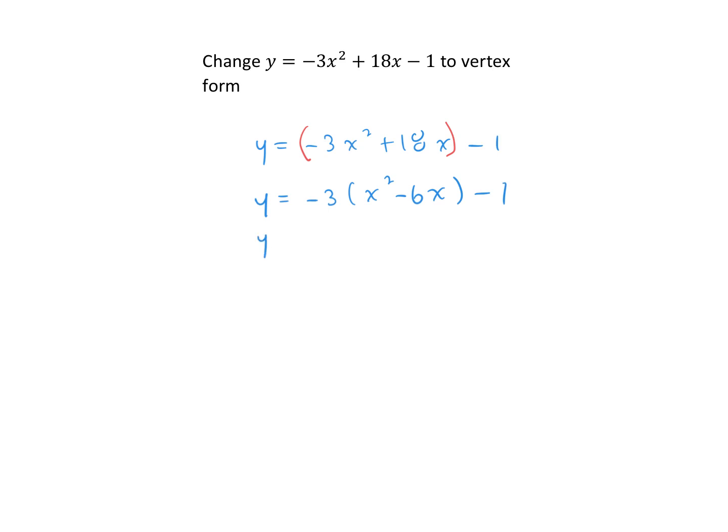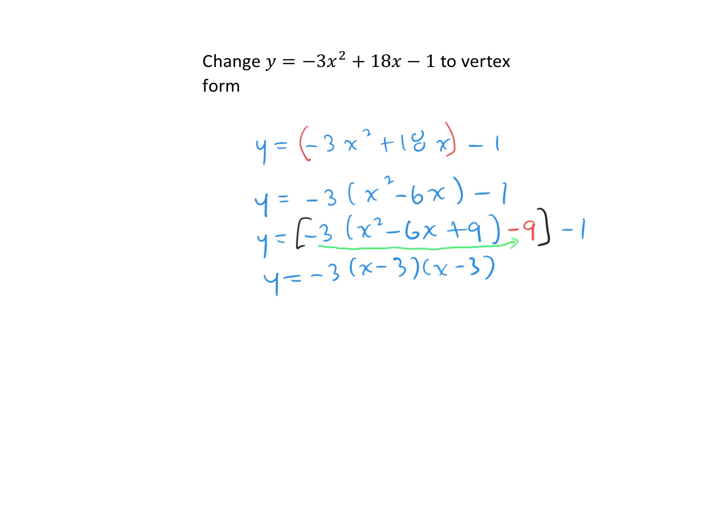Then I'm going to complete the square. Since it is 6, it would have to be 3 and 3. Negative 3 times negative 3 is positive 9. That completes the square. Minus 9, so we don't change the equation. And then we have a minus 1. So we have to remember that this negative 3 has to be multiplied by that negative 9, so positive 27. And then we'll write it in vertex form: (x minus 3) all squared plus 26. So the vertex is (3, 26).